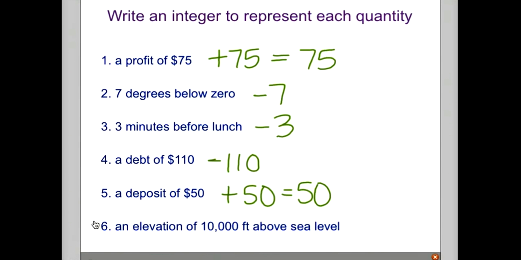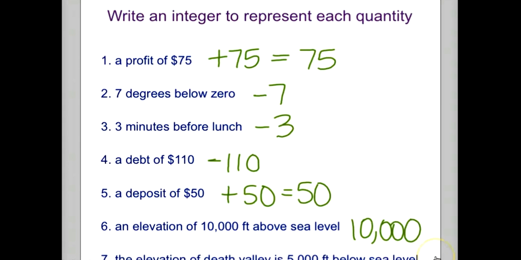An elevation of 10,000 feet above sea level. So if I am above, I'm in the positive, and I'm in the positive by 10,000. And lastly, the elevation of Death Valley is 5,000 feet below sea level. So if I'm below, I have a negative, and I'm below sea level by 5,000. So I have a negative 5,000.